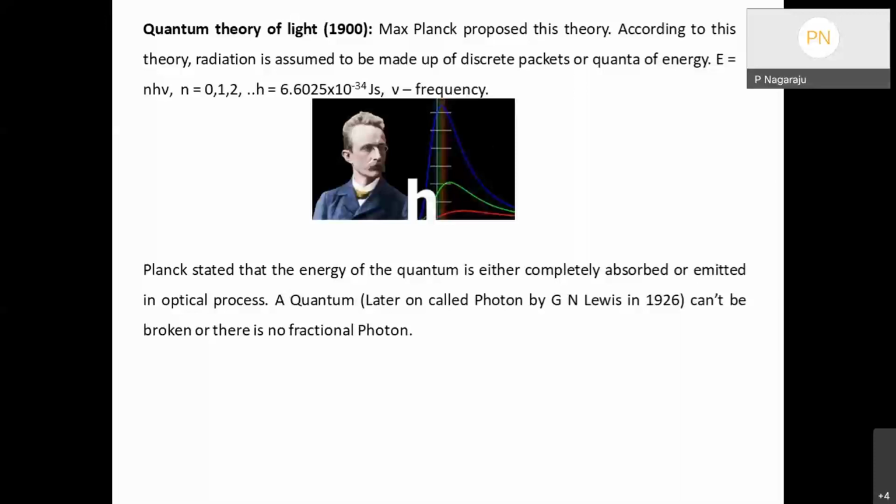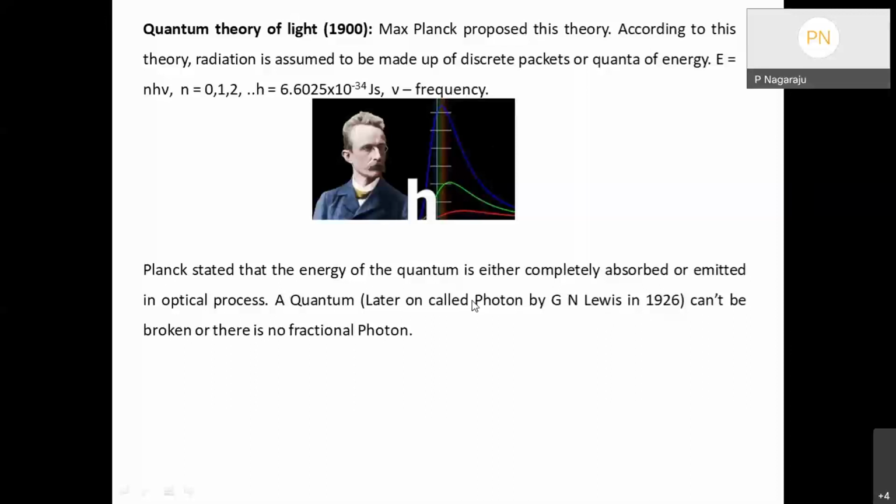The major deviation from the electromagnetic theory to Planck's quantum theory is that the energy is not in a continuous fashion, but in discrete packets, and these discrete packets are called quanta, and that formula is already given. Planck stated that a quantum is either completely absorbed or completely emitted in an optical process. Later on, the word photon was coined by G.N. Lewis, George Newton Lewis, in the year 1926.